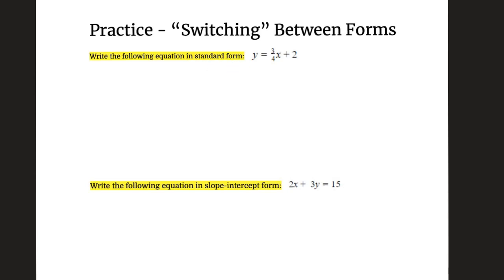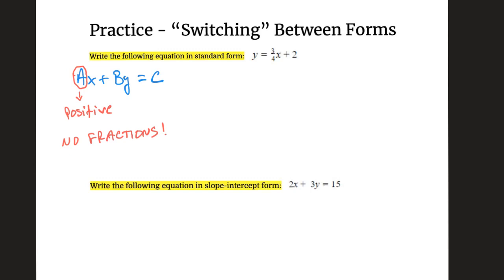So let's remind ourselves what our standard form is, and that is ax plus by equals c. And what's special about this equation? Well, the a value has got to be positive. The b and the c values can be negative, that's quite all right, but the a value needs to be positive. And we also want no fractions, because fractions are messy.